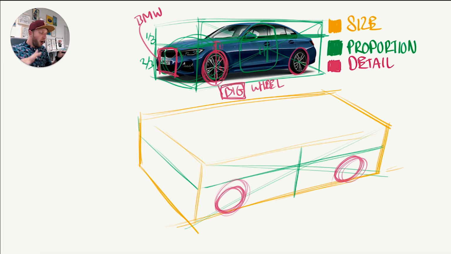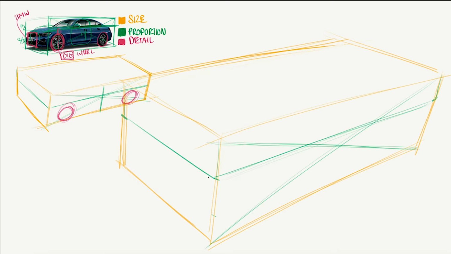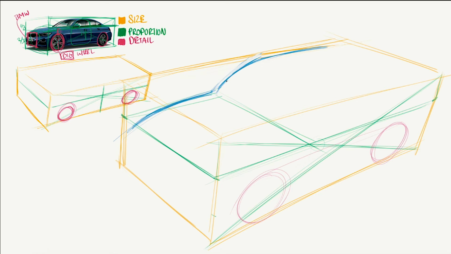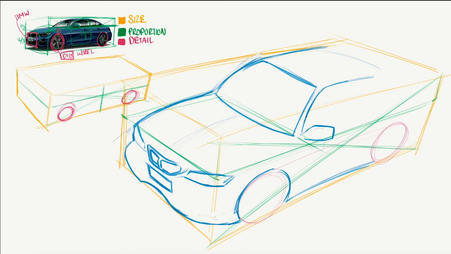Now that we've done all these things, this is how we observe the reference image, and now we can actually start with drawing the car. And as you can see, here we're using the same colors for the drawing that we used in the study. And the reason I'm doing that is because normally I would go straight into making the car, but I do visualize these steps of size, proportion, and detail. But mainly size and proportion.